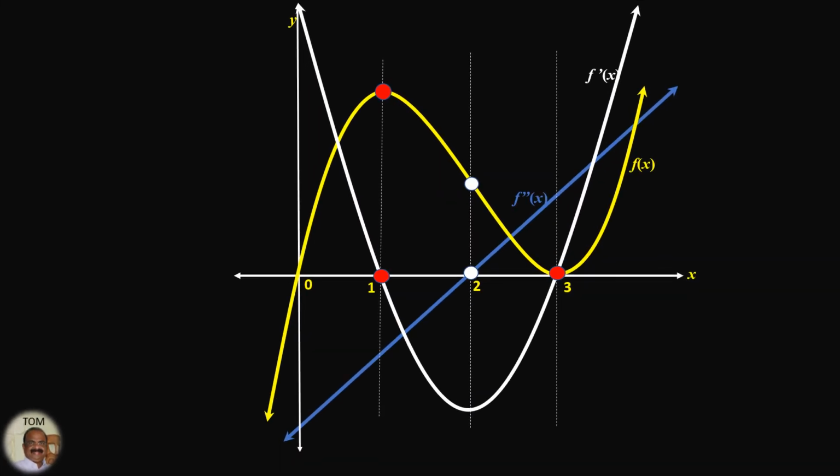Now, for clarity, I have drawn a beautiful graph for you. Look at the yellow graph. It is the cubic graph. Look at the white graph, the parabola, and a straight line graph to represent f double dash x. So we have f(x), f dash x, f double dash x in the same Cartesian plane here. Now what we are going to observe here, look at the graph very carefully.